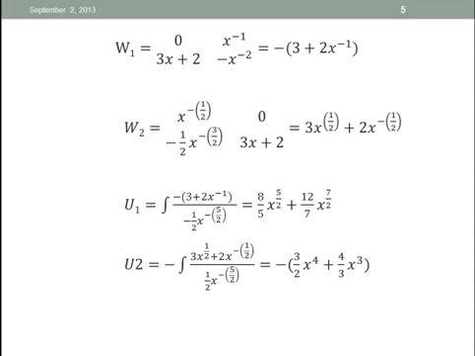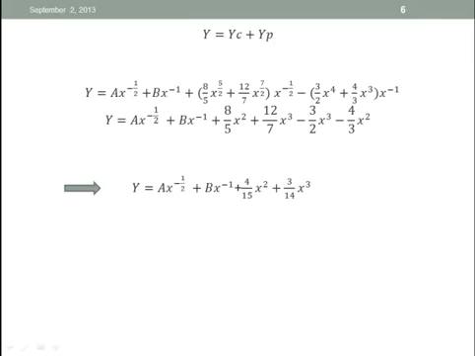So getting u1, we have the integration of w1 all over w. So u1 equals 8 over 5 x raised to 5 halves plus 12 over 7 x raised to 7 halves. And u2 would be the integration of w2 all over w. U2 would be the negative of the quantity of 3 halves x raised to 4 plus 4 thirds x raised to 3.